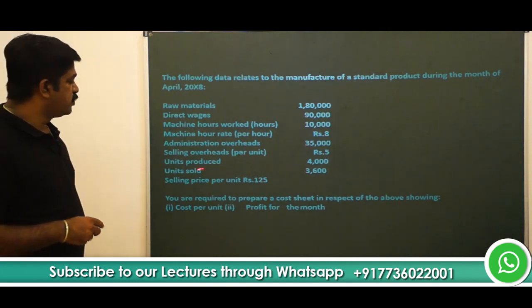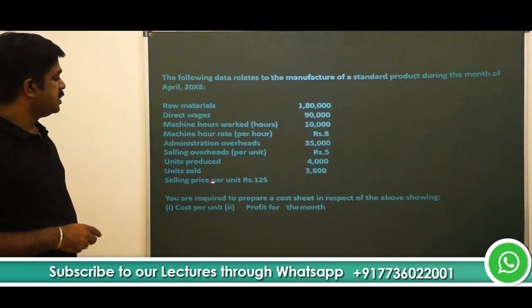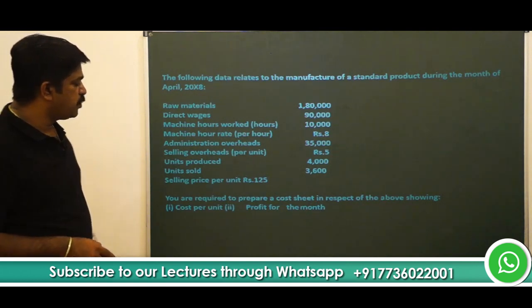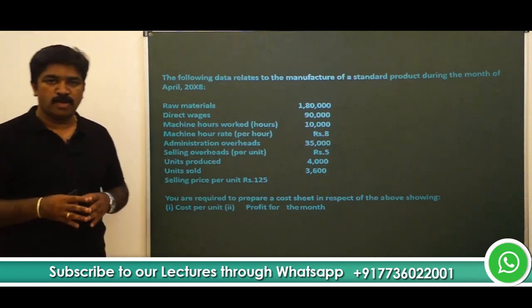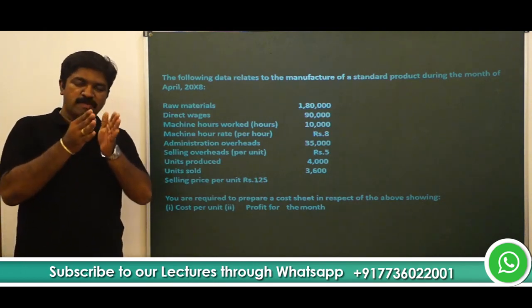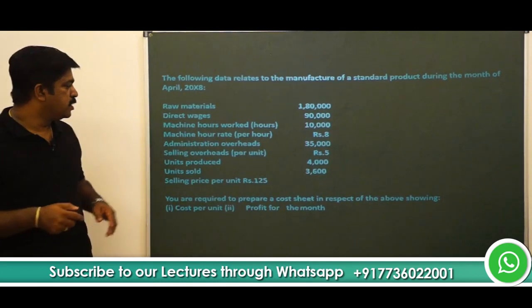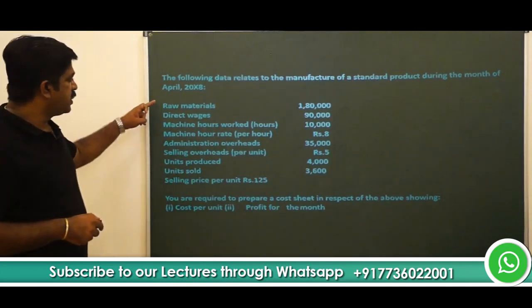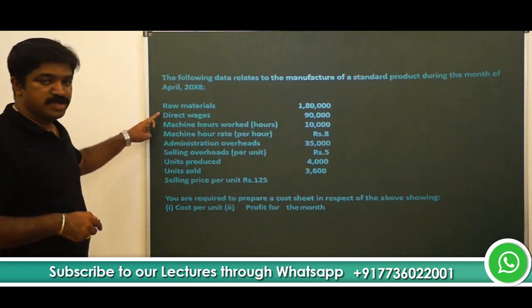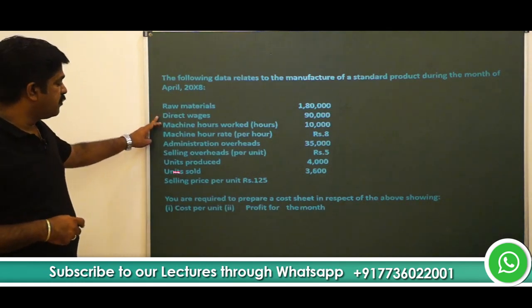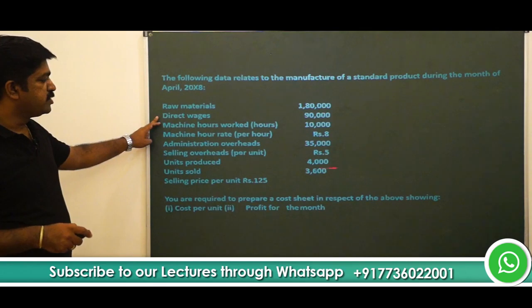Units produced is 4,000, sold is 3,600, selling price per unit is 125. You are required to prepare a cost sheet in respect of the above, showing cost per unit and profit for the month. So you have to prepare a cost sheet where you will have a column for the total, and you should also have a column for cost per unit. So let's get started. First we can capture the raw material and direct wages because they are given directly, and we have to prepare this cost sheet with reference to the units produced, right, which is 4,000.